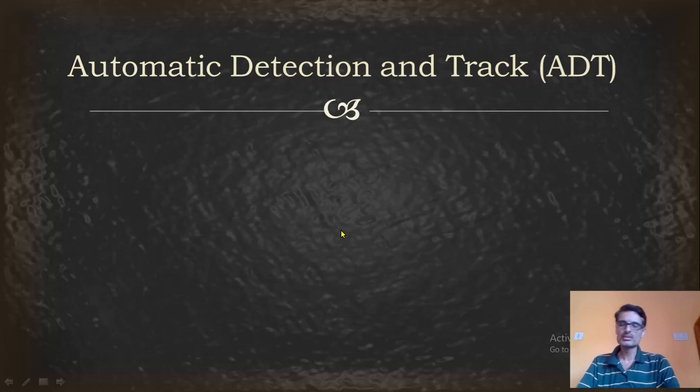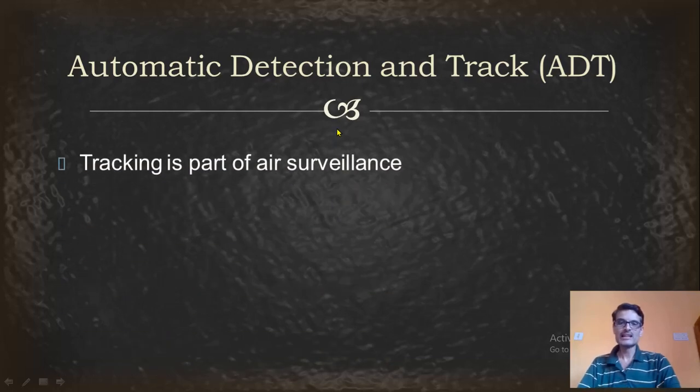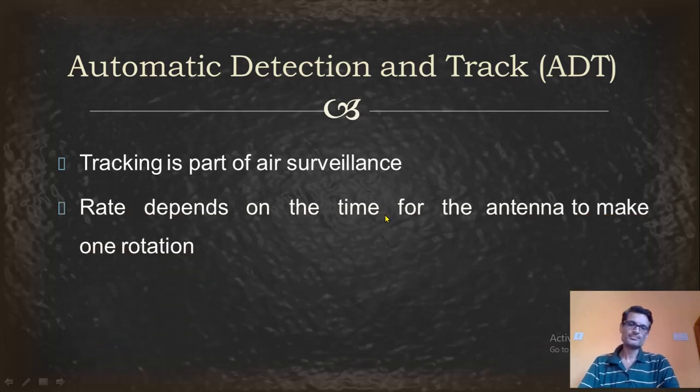Now the second one is the automatic detection and track radar. As the name suggests, it does detection, that is surveillance, as well as tracking. Both are done in this type of radar. So tracking is just a part of the surveillance or detection. Now, the difference between this type of radar and the previous one is that it is a low speed or low data rate tracking radar compared to STT.